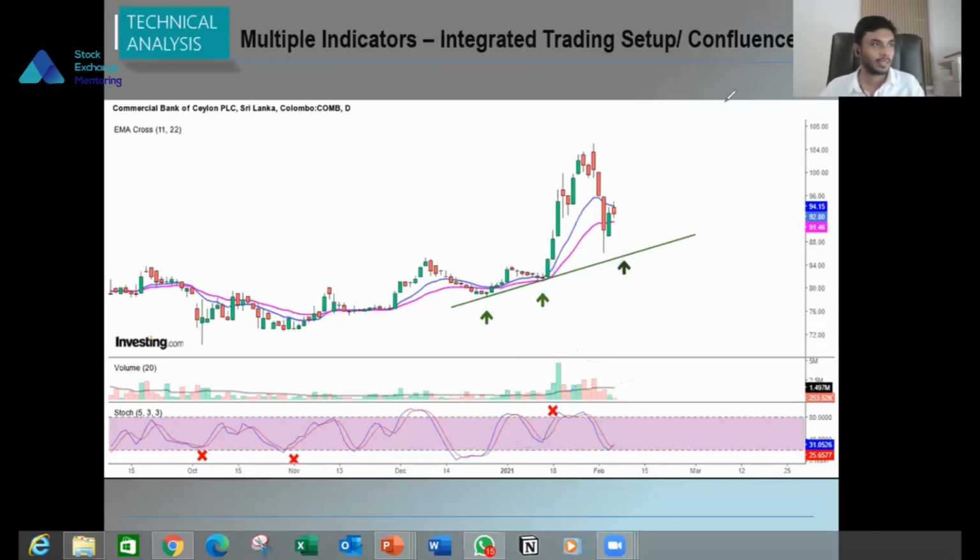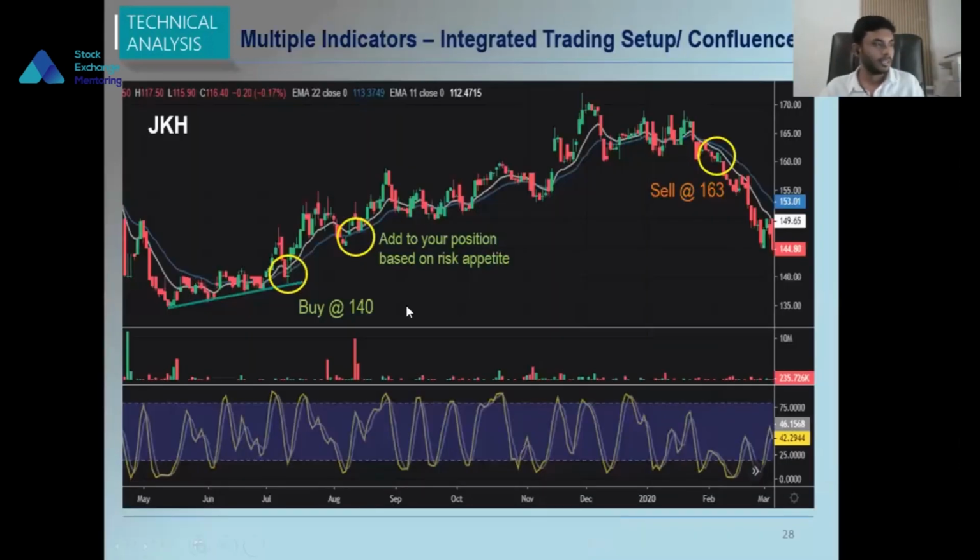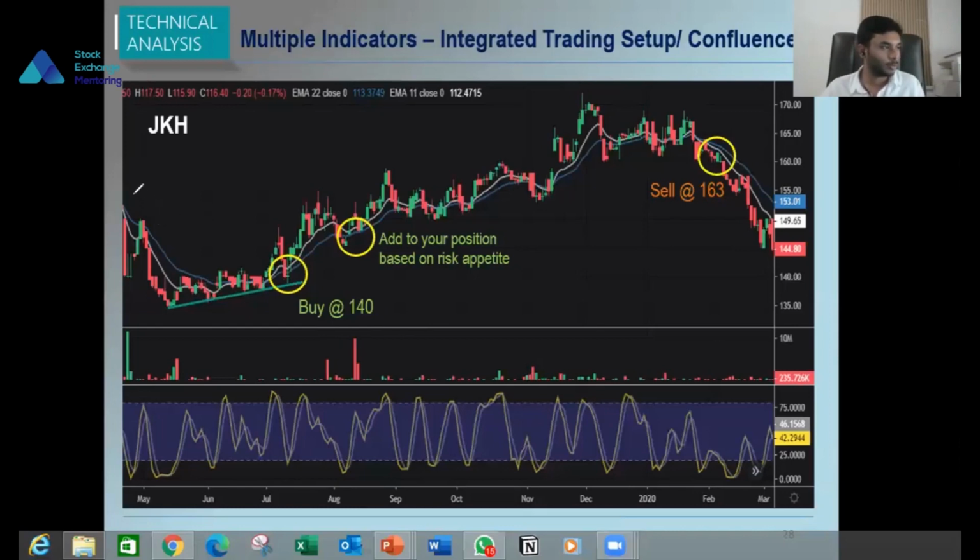Okay, so again, another example, John Keells Holdings, how you can make decisions based on your moving averages. Our short-term moving average is the white line and the long-term moving average is the blue line. Currently our short-term moving average is heading downward, but during a downtrend, our stochastic is showing oversold. Does it make sense, right? By the priority of the rules, if the moving averages are pointing downward, there is no point considering the stochastic indicator. You can just ignore it, because you don't want to trade against the trend.